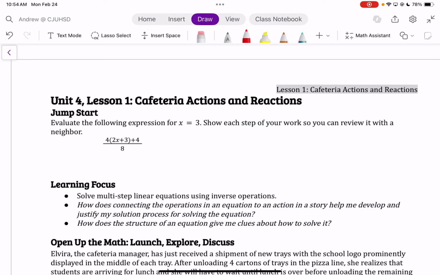Hello, we're going to look at Unit 4, Lesson 1, the Launch, Explore, Discuss, Cafeteria Actions and Reactions. To begin with, we looked at the jump start, remembering what it means to evaluate an expression. It means to put a number in place of the letter. So this would be 4 times 2 times 3, and that 3 comes from this 3. And then add another 3, add 4, and divide by 8.